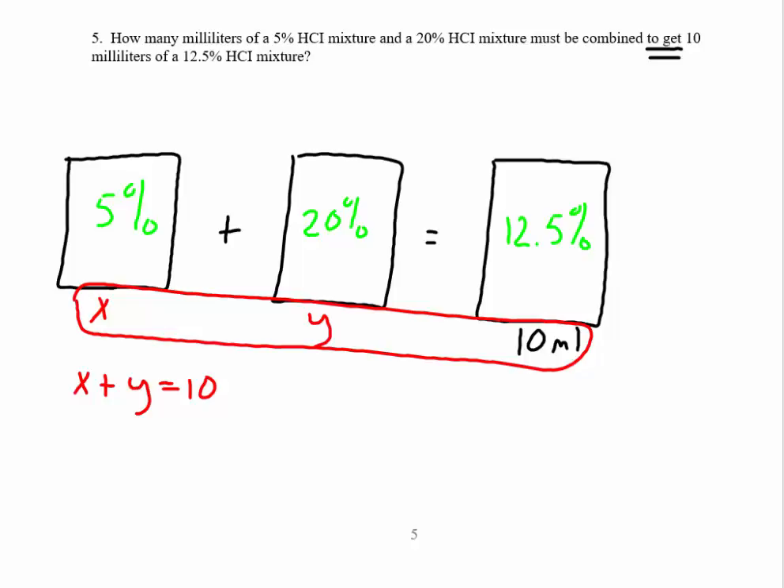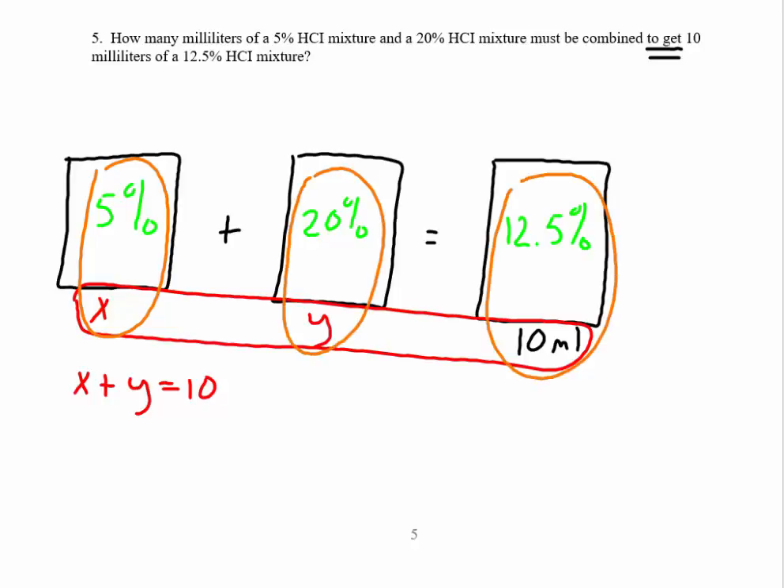The second equation comes from, in a sense, multiplying each percent times the amount. So the second equation is going to look like, well, 5% as a decimal is 0.05 times x, plus 0.20y because we had to change 20% into a decimal. And it's going to equal, moving this decimal twice as well, we get 0.125 times the 10. Don't forget, you also have to multiply it times its amount.